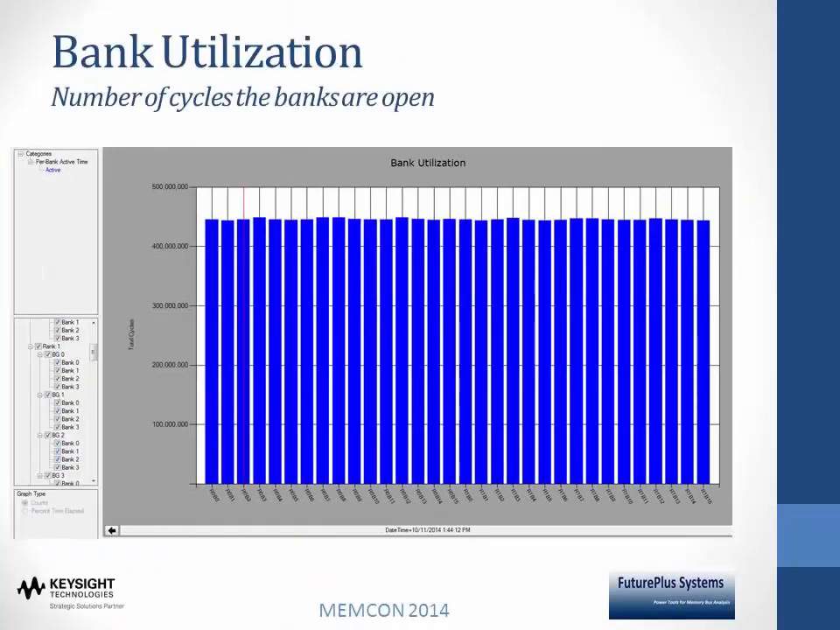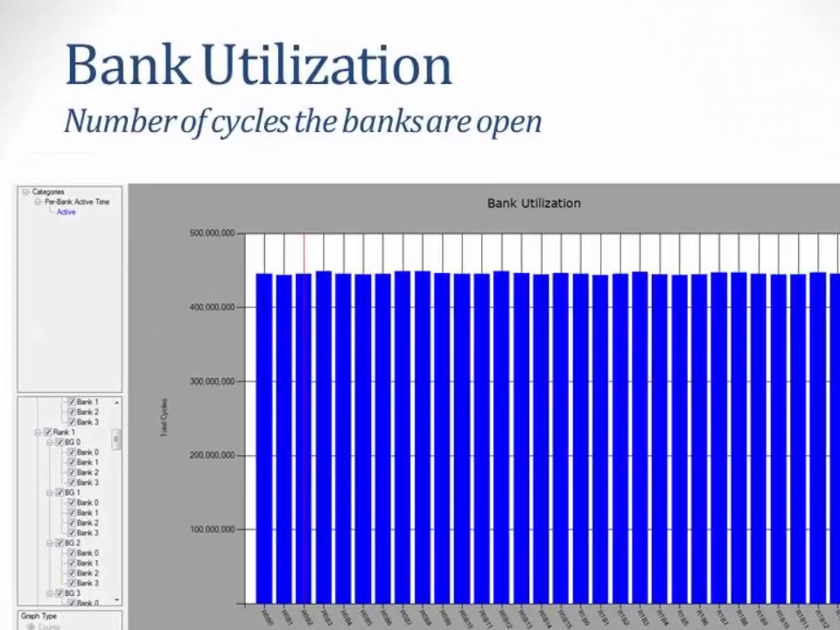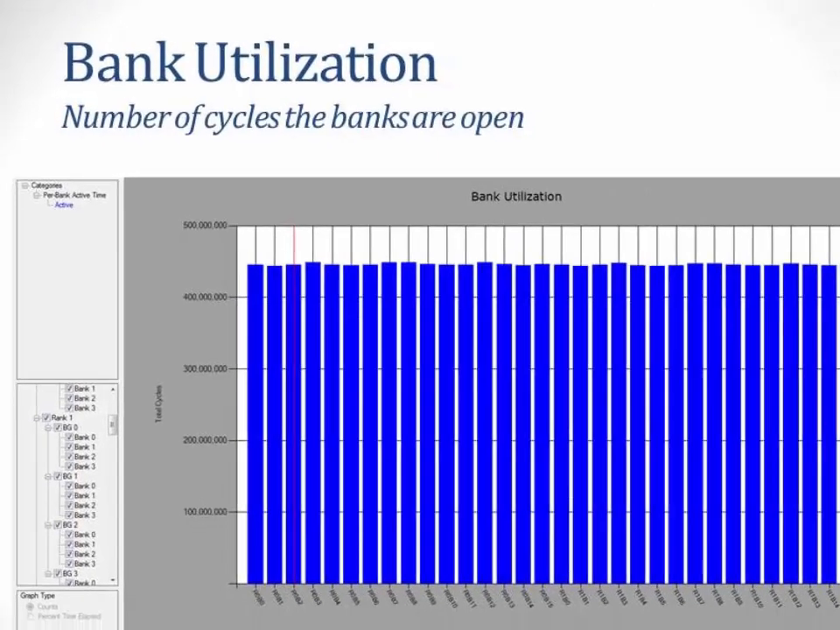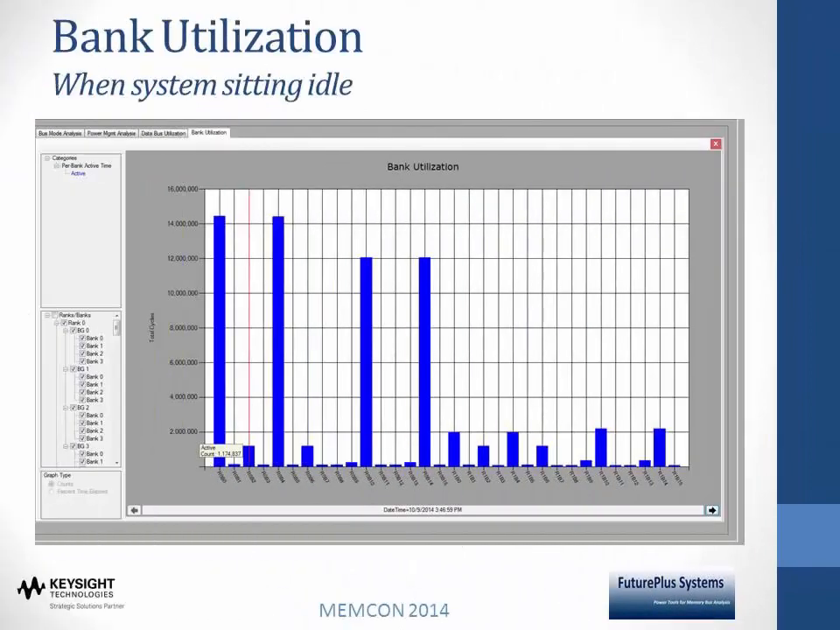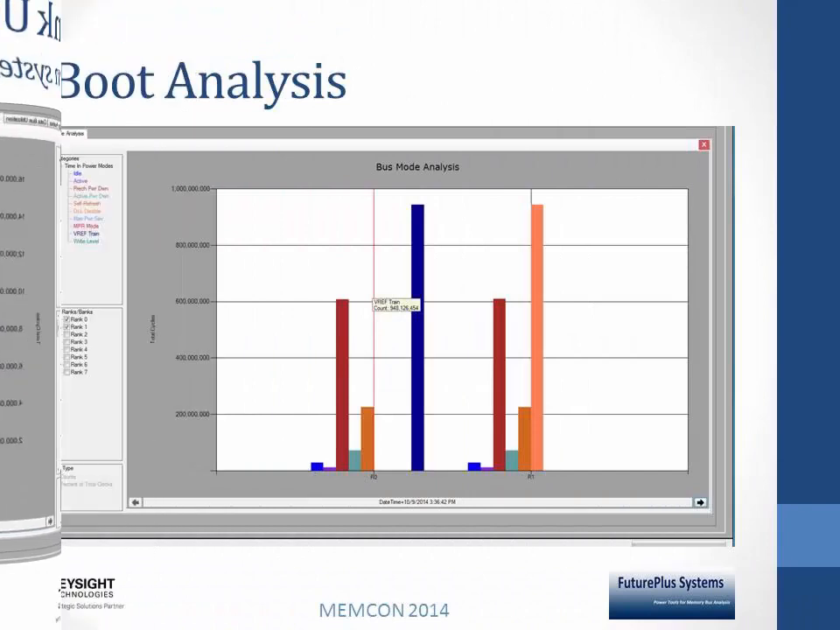Here's our bank utilization while running the Google Stress app. As you would expect, we see a high rate of open banks, and all are being accessed about evenly. This is in contrast to an idle bus, which shows uneven and much lower accesses.